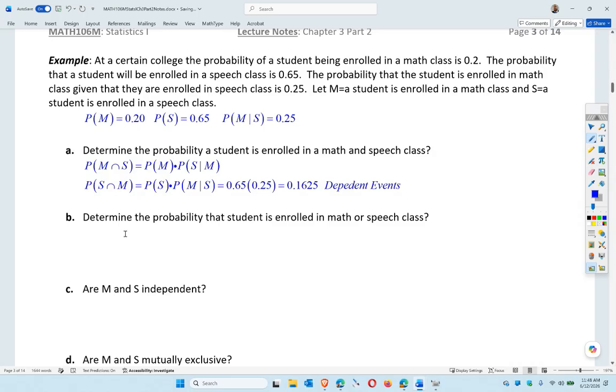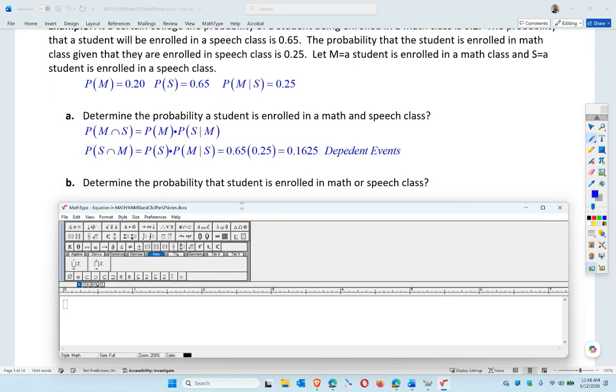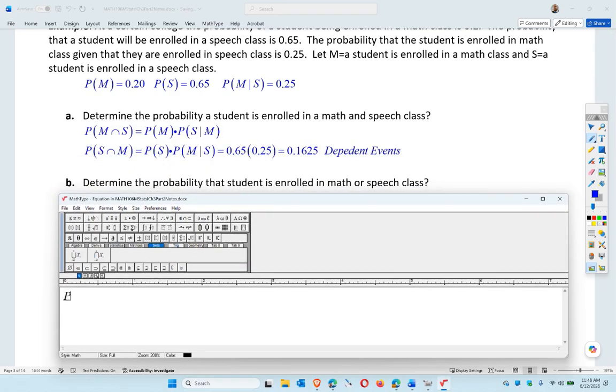Okay, can you enroll in math or speech? So we'll do the math or speech now. Let's shrink this down. There we go. So the probability of math or speech would be the probability of math plus the probability of speech, and you always have to look for the overlap if there is one. So that's minus the probability of math and speech.